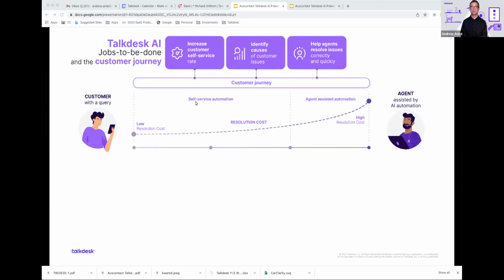So let's break this down a little bit more, okay? What I'm presenting to you is our customer journey chart. On the left-hand side, you see a customer. On the right-hand side, you see an agent. Our goal at Talkdesk is to shift the customers to the left. So the more you can shift your contact center strategy to the left in terms of automation, the more you can reduce your operational costs and improve your customer experiences.